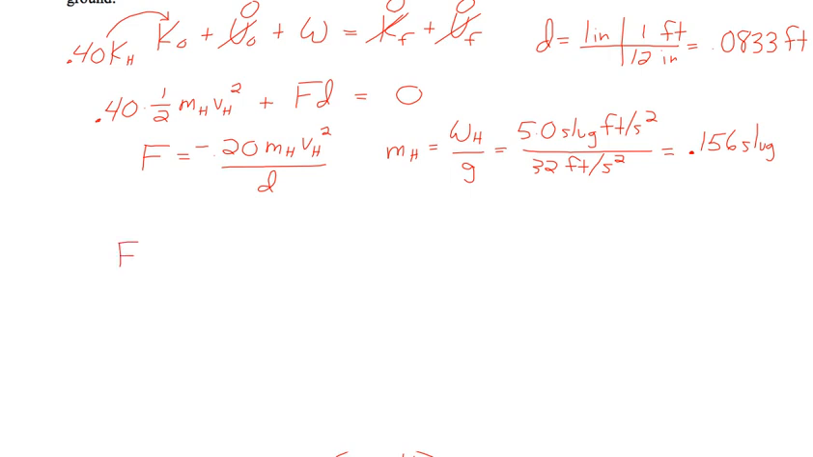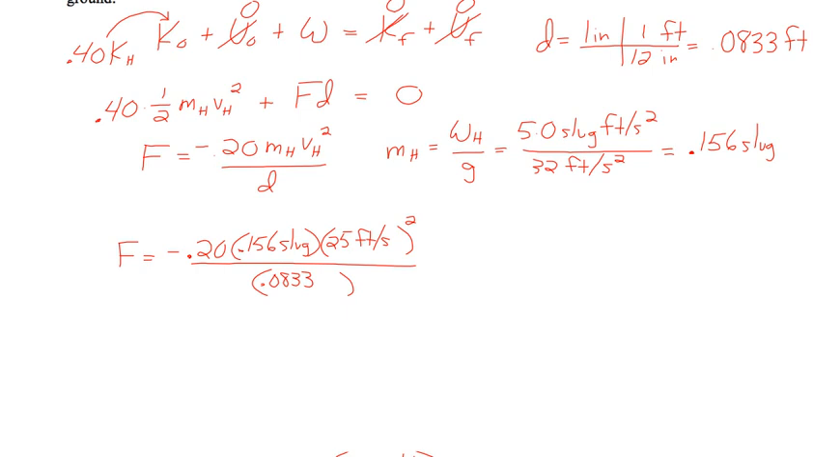So I have all the numbers now, and I can just plug them into my equation. F is going to equal minus 0.20 times the mass of the hammer, velocity of the hammer squared, divided by D. The mass of the hammer is 0.156 slugs. The velocity of the hammer was 25 feet per second. And the D is 0.0833, to get 3 significant digits, feet.